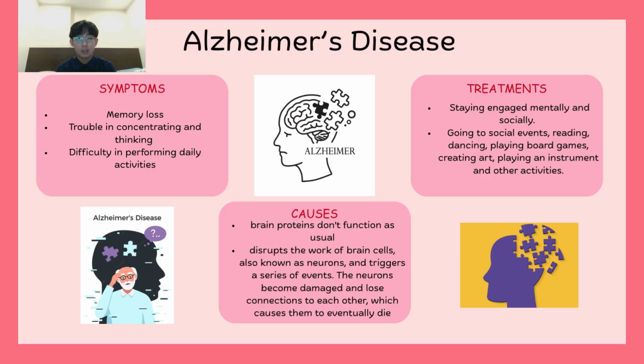The exact cause of Alzheimer's disease is not fully understood, but at a basic level, brain proteins don't function as usual. This disrupts the work of the brain cells, also known as neurons, and triggers a series of events. The neurons become damaged and lose connection to each other, which causes them to die eventually. Scientists believe that for most people, Alzheimer's disease is caused by aging, genetic factors, lifestyle, and environmental factors that affect the brain over time. There is no exact treatment for Alzheimer's disease because the damage to the brain cells is permanent and cannot be cured.